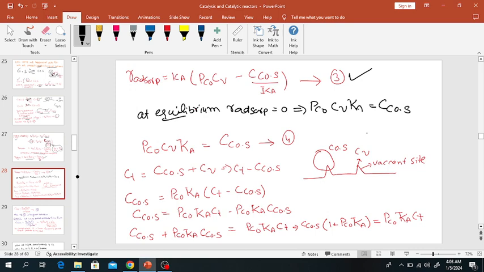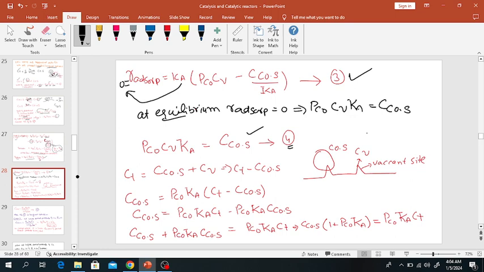So when the net rate of adsorption is 0, this will be equal to 0, and when this is equal to 0, this term will go to this side. Anything divided by 0 is not applicable here; rearranging, P_CO times C_v, this K will multiply with this, and it will be equal to the concentration of carbon monoxide at the active site. This is equation number 4.